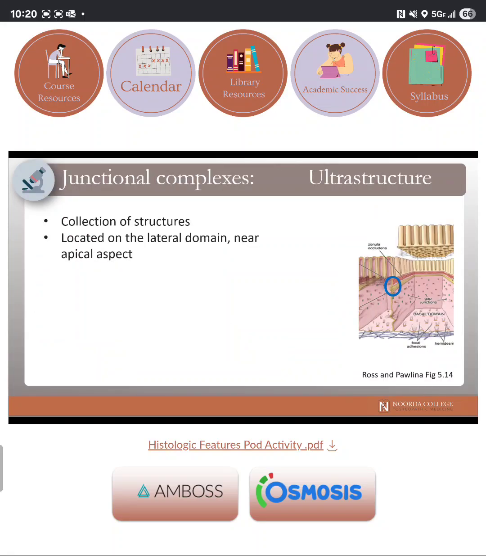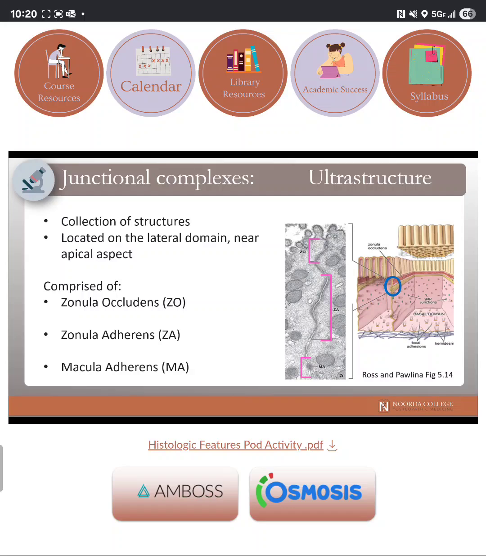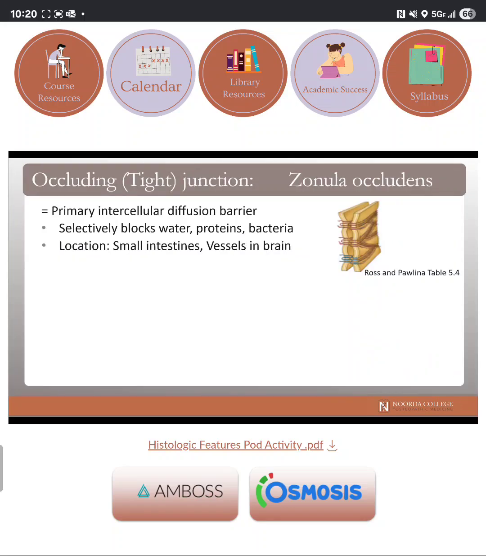So let's first look at the junctional complex. It's basically located on the lateral domain near the apical aspect of the cell here that I have circled. Now on boards and exams, they can give you electron microscopy and they will ask you to identify and recognize the location ultrastructurally. So the zonula occludens are located at the most apical aspect of the cell. Then underneath there, you have your zonula adherens, and then deeper down more in the lateral area, you have your macula adherens.